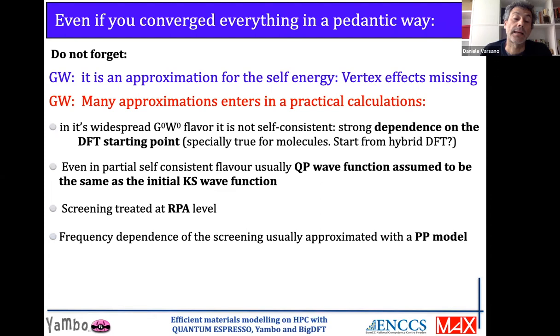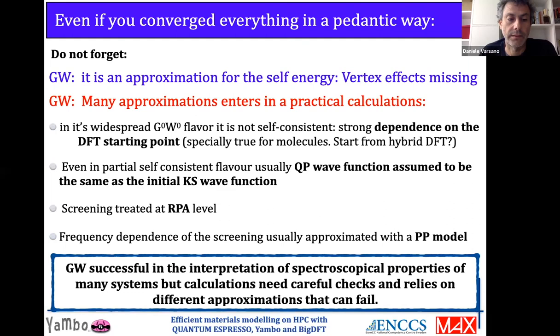Then in all this kind of calculation, unless you do a real self-consistency, the quasiparticle wave functions are assumed to be the same as the Kohn-Sham wave functions. The screening is treated at the RPA level, which is fair, but maybe you would need more sophisticated approximations. The plasmon-pole model for the frequency dependence is not always the best solution. So again, you always need careful checks and to rely on different approximations.